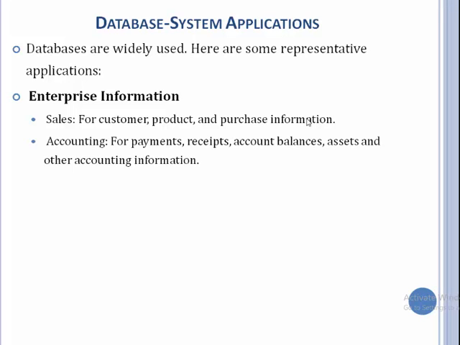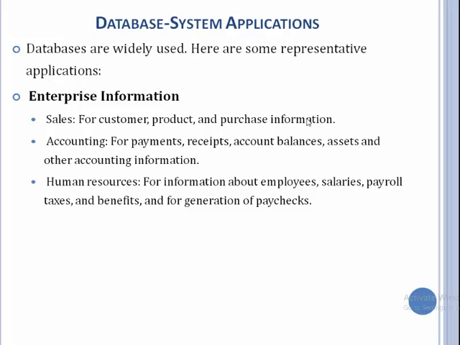And next one is the accounting department. So this database may contain the information about the payments, receipts, account balance, assets and other accounting information. And next one is the human resource database, and this database contains the information about the employees and their salaries and payroll taxes and benefits and generation of paychecks. So all these informations can be added to the human resources database.